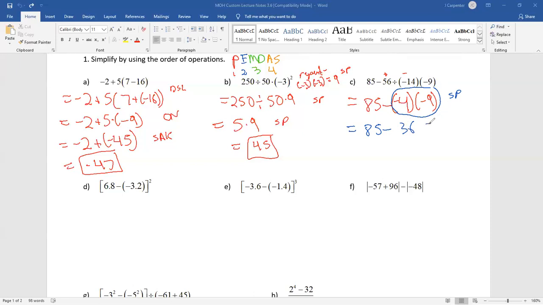85 minus 36, if you want to rewrite, you can, is 85 plus negative 36. But it's a pretty normal subtraction, and you should get 15 minus 6 is 9, 7 minus 3 is 4, so 49. That's 49. Just going to erase that. There we go.